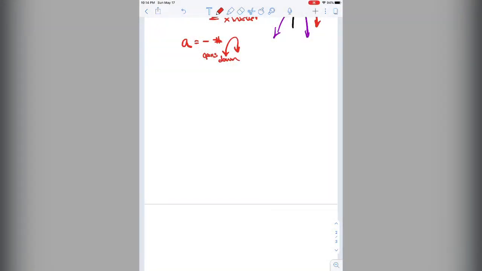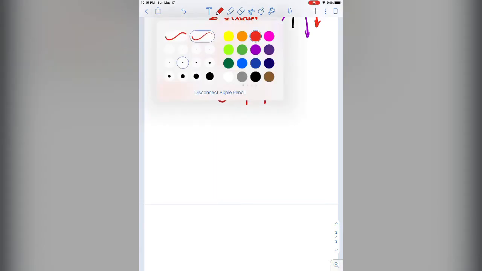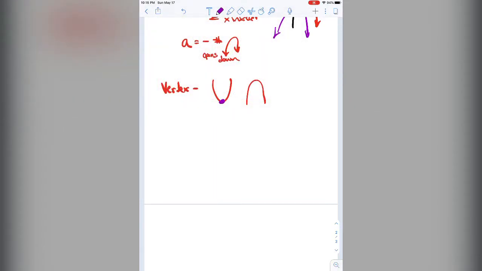Now, before we get started in actually graphing these from equations, we're going to talk about a few vocabulary words. All right? Just two of them. That is our vertex. And again, the vertex is the point at which is the highest or lowest point based on whether it opens up or opens down. So our vertex is always this point.